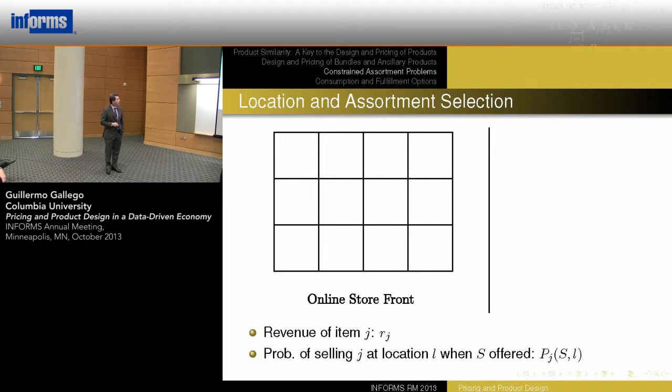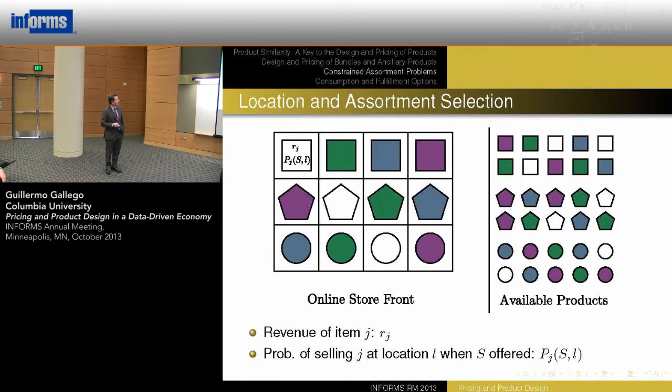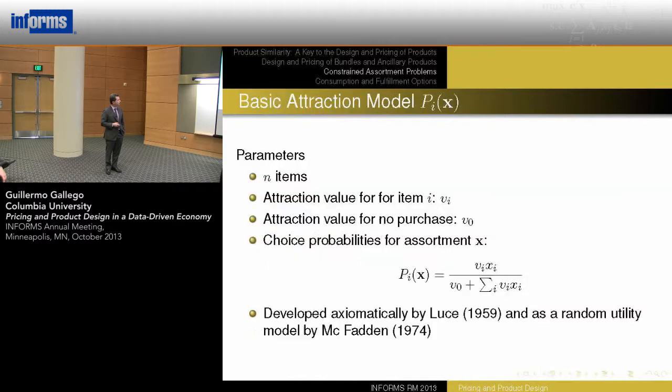So here's the example of the location. You're worried not only about the product, but also about the location. And now I'm going to talk a little about how to solve this for a variety of choice models. The plain vanilla model is the basic attraction model. The form of the basic attraction model is that you have n items, and each one has an attraction value. And given an assortment X, the probability that product i is selected is of this form. X is just an indicator vector for the assortment.